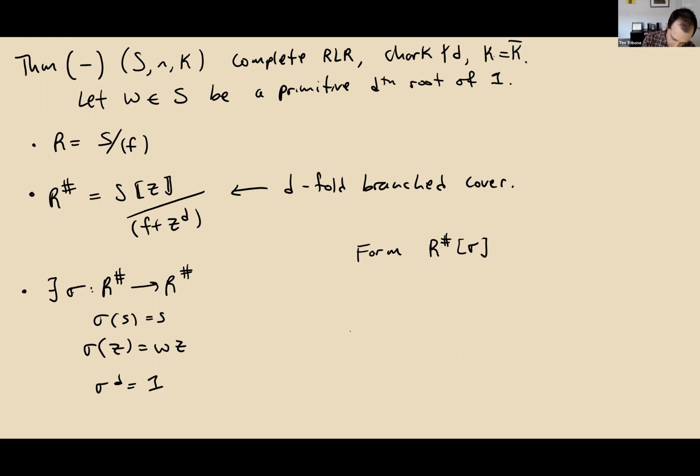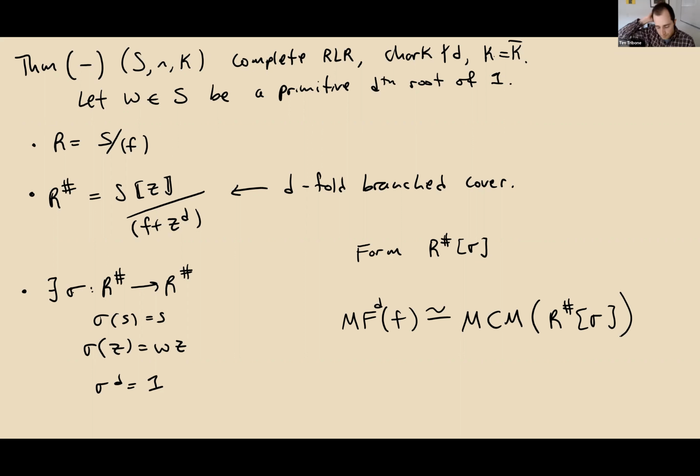And then the actual result is that the category of matrix factorizations of f with d factors is equivalent to this same type of subcategory of modules over the skew group algebra. Just to be super clear, I'll write it again. This is R sharp sigma modules which are MCM over R sharp. So it looks almost exactly the same. The only thing different from what I wrote is this d right here. But remember, this R sharp is now the d-fold branched cover, and sigma is an automorphism of order d. So things have changed slightly, but it all works out exactly how you would want it to.